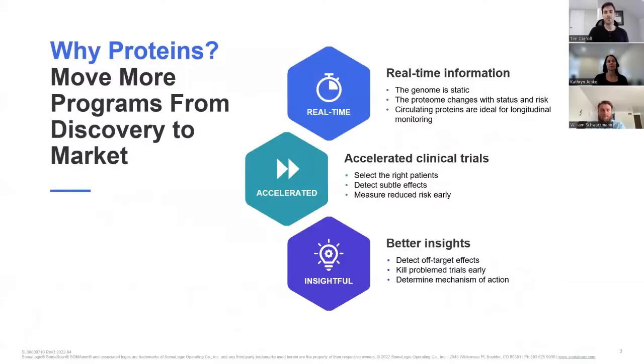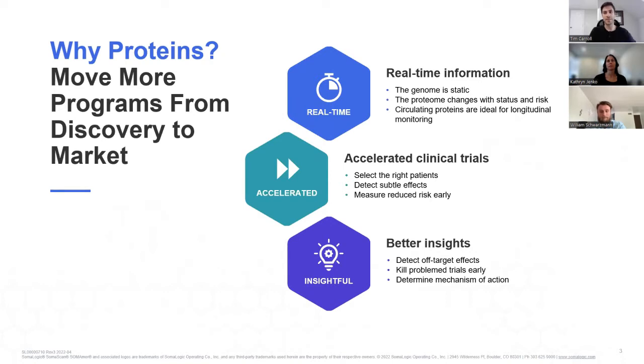The reason why we focus on proteins is because they provide a real-time snapshot as to what is going on in the body. The proteome changes over time where the genome is static. Subsequently, discovery efforts have shifted into monitoring circulating proteins. About 95% of all FDA-approved drugs currently target proteins.